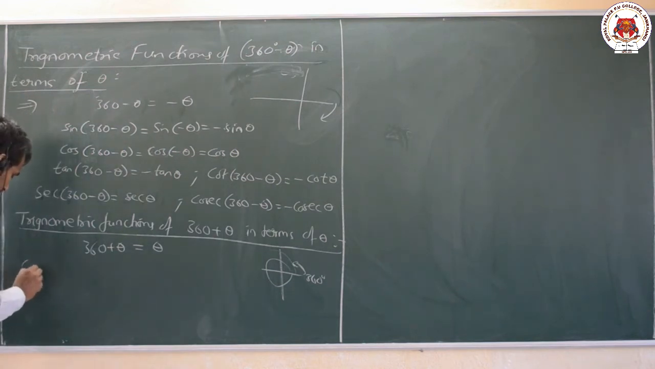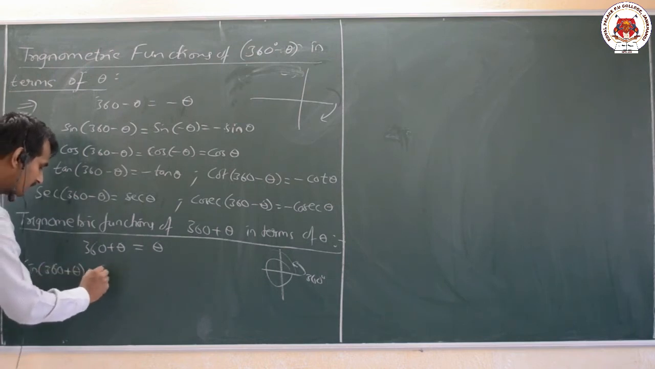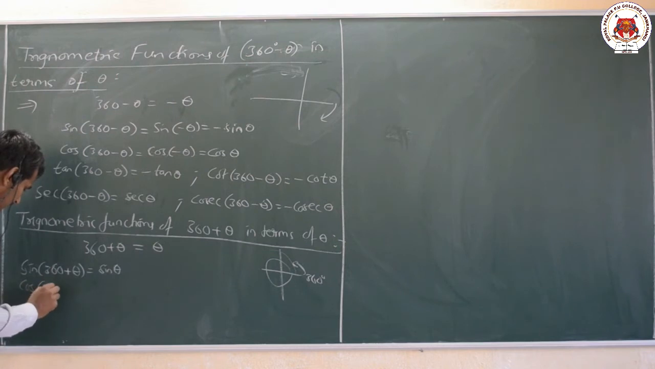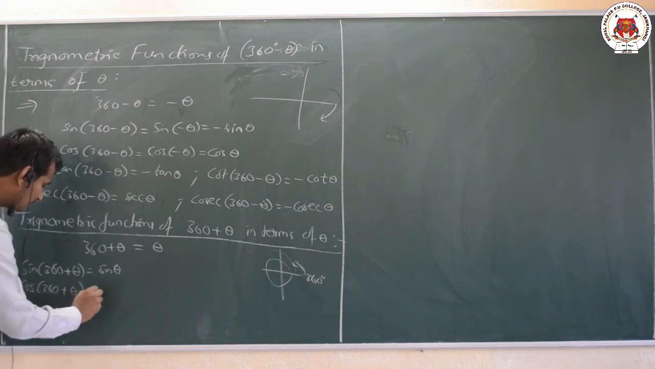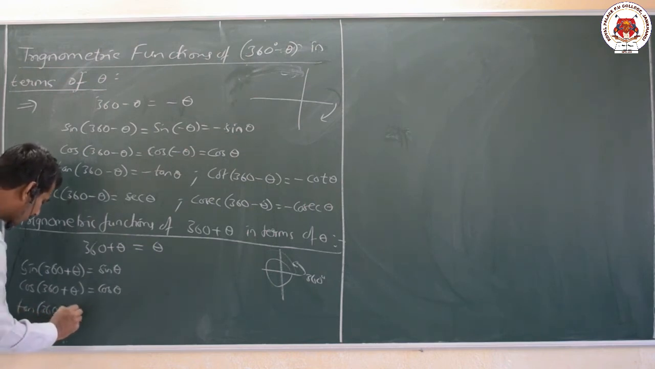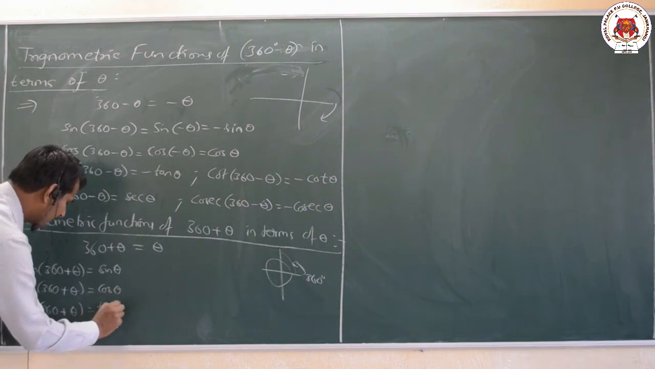That is sine of 360 plus theta, the value will be sine theta. Then cos of 360 plus theta, the value will be cos theta. Then we have tan of 360 plus theta, the value will be tan theta.